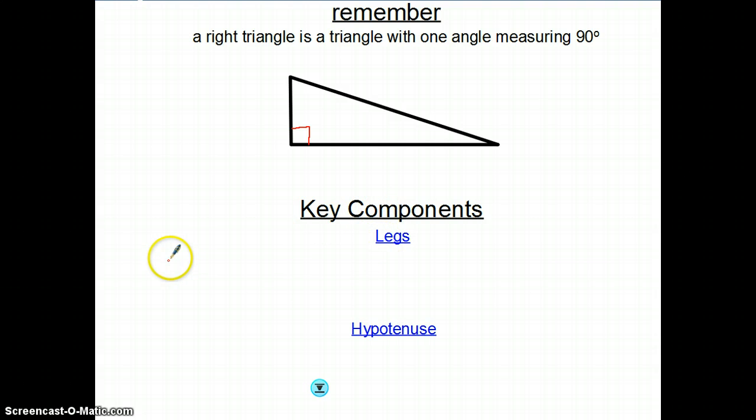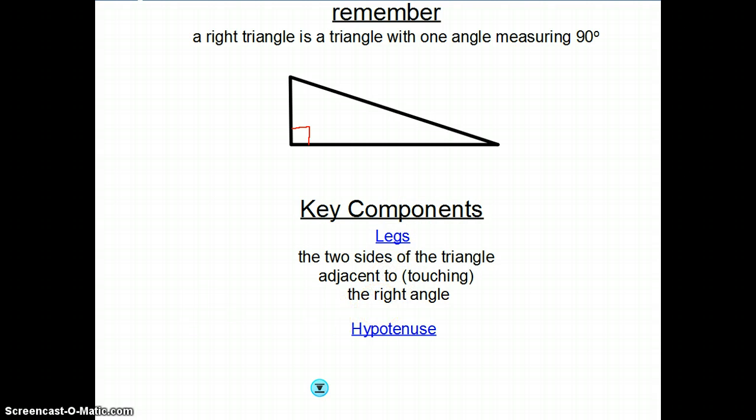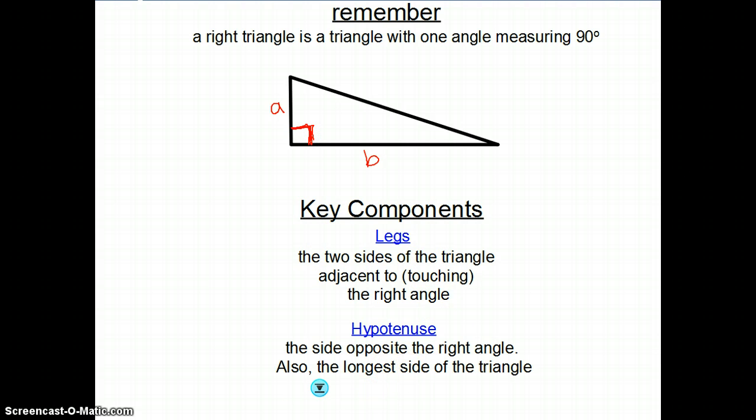Some key components: we have the legs and the hypotenuse of a right triangle. The legs of a right triangle are the two sides of the triangle that are adjacent to, or touching, the right angle. So looking at this triangle, the adjacent sides would be this side, I'll call it A, and this side down below, B. They are adjacent to this right angle because they are the sides that are touching the right angle.